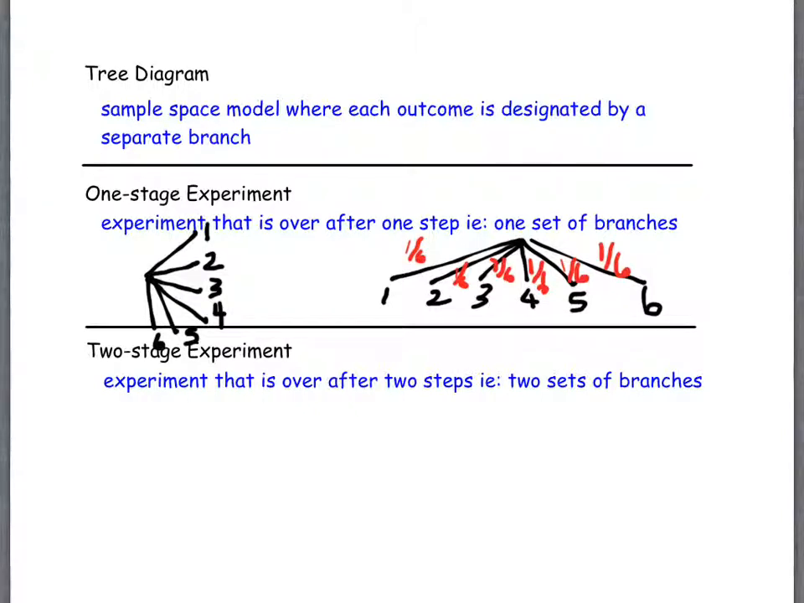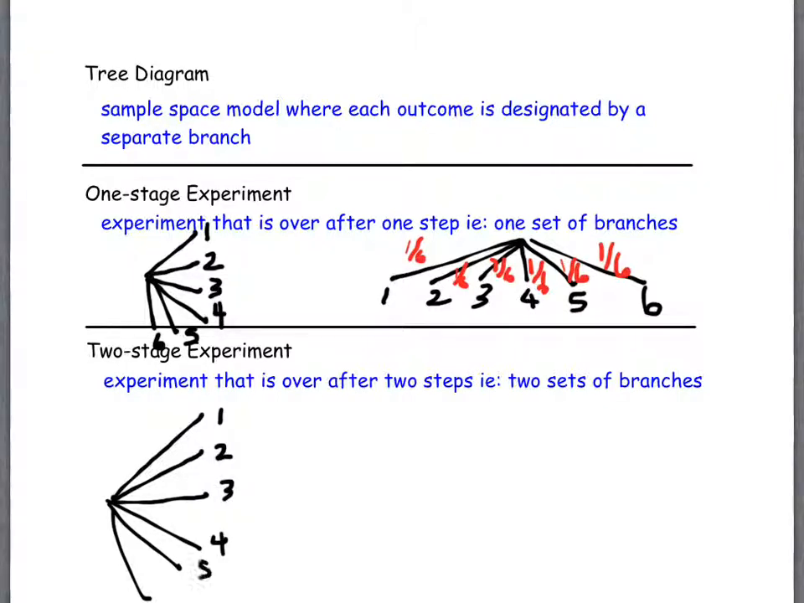A two-stage experiment means that we do an experiment twice. That's all it is. We do it in two steps. So for instance, if we wanted to roll the die twice, or equivalently if we were rolling two dice, we could do a two-stage experiment with this, and it would look something like this. Here are my first 6 nodes: 1, 2, 3, 4, 5, and 6.